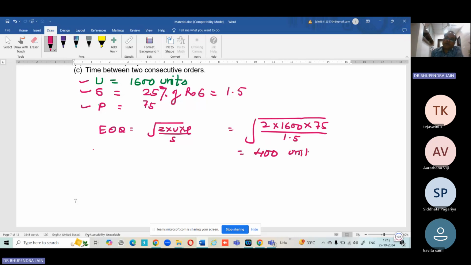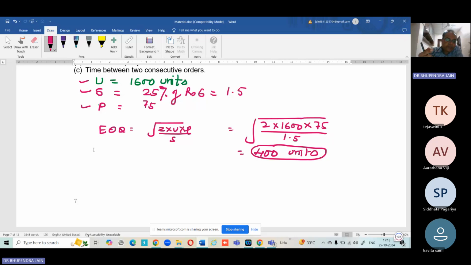So now the answer is 400 units. So economic order quantity is 400 units. And this says if the company purchases 400 units at a time, it will be economical. Basically, the company needs a total of 1600 units in a year. But this formula says the company will always purchase 400, 400, 400 in 4 times in a year.